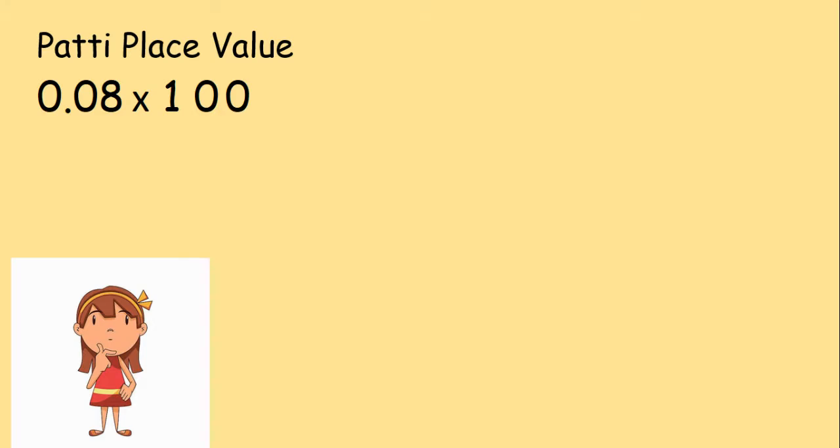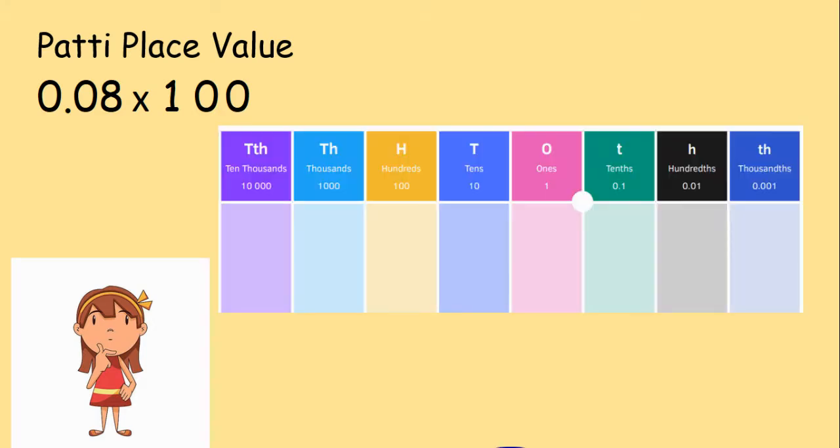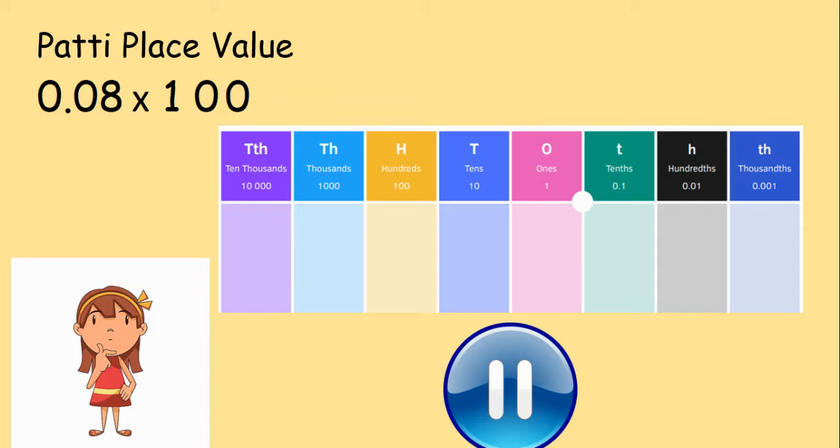Let's try Patti place value. I would like you to multiply 0.08 by 100. Press play once you are ready to continue.